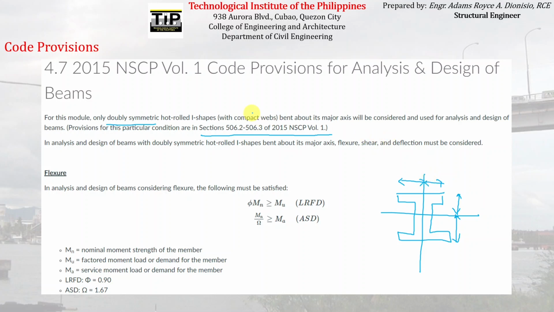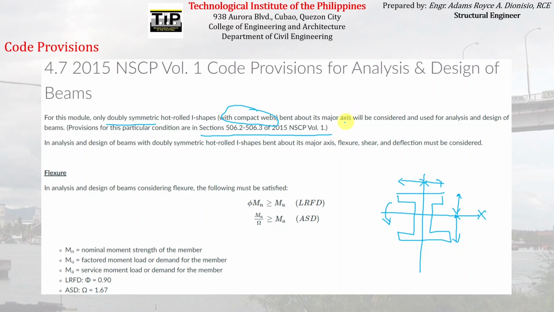And then, take note, compact lang. With compact webs lang tayo that are bent about its major axis. So, yung bending ng mga steel beam na pag-uusapan natin dito, dito lang siya nagbe-bend sa major axis, sa x-axis na to. Okay? And meron silang compact web. Okay? So, dyan lang tayo nakafocus. So, pag ganyan yung steel beam natin or flexural member natin, the particular code provisions that will apply will be found on section 506.2 to 506.3 of NSCP 2015 Volume 1.